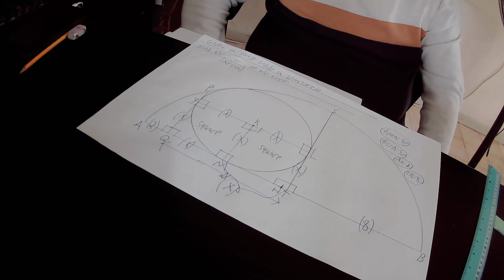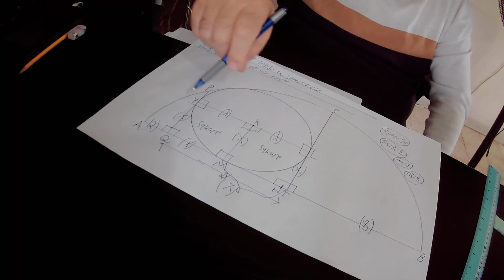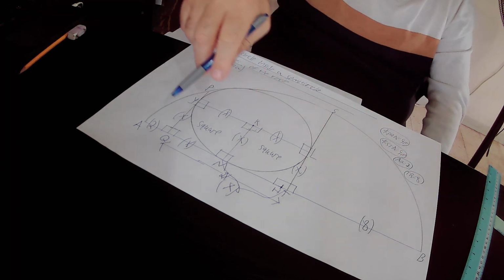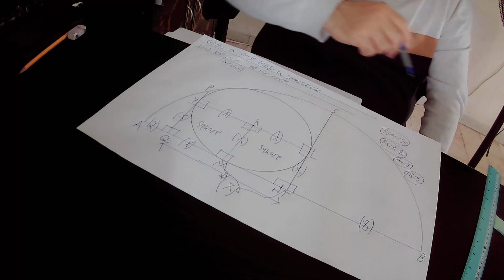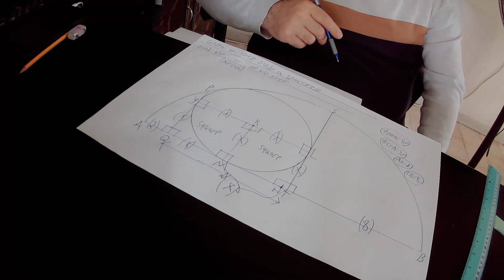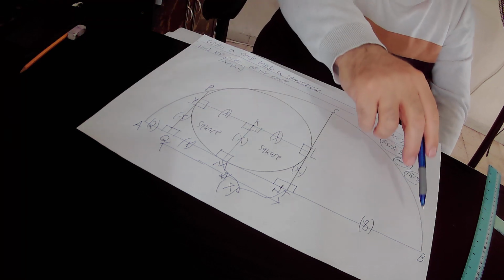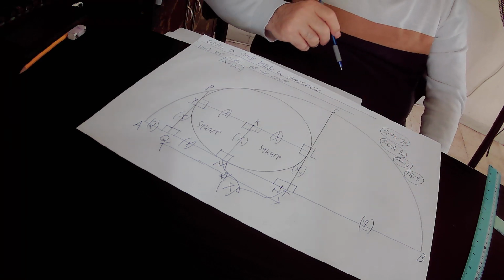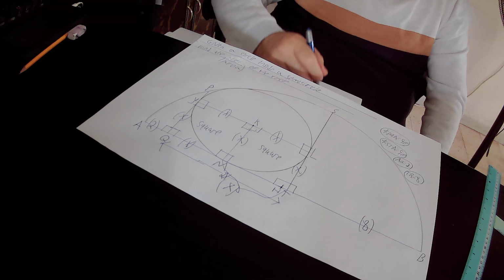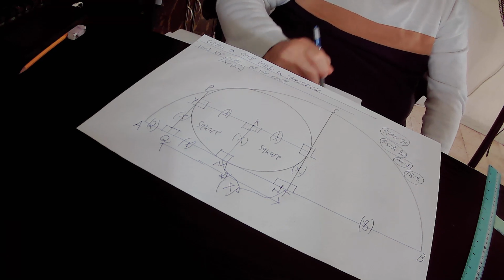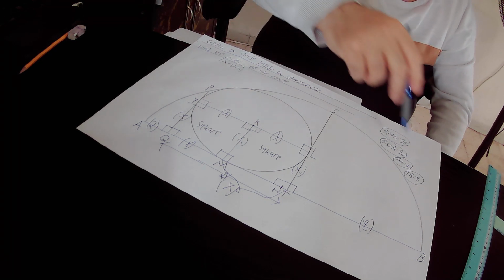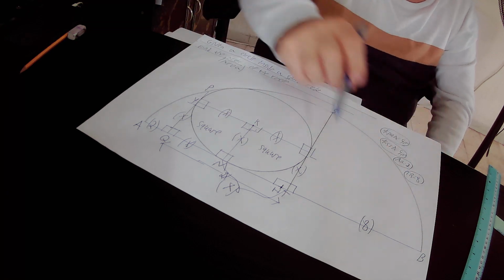In the next step, we'll find out the radius of this big semicircle. What is the radius of this big semicircle? First of all, we'll define the radius of this big semicircle as capital R. So what is the value of capital R? Capital R equals the diameter of this big semicircle, that is AB over 2.